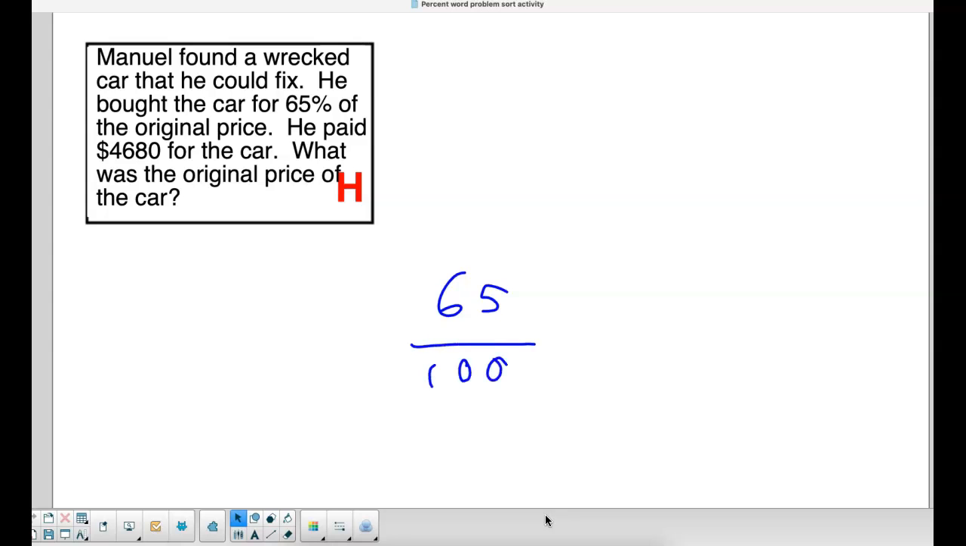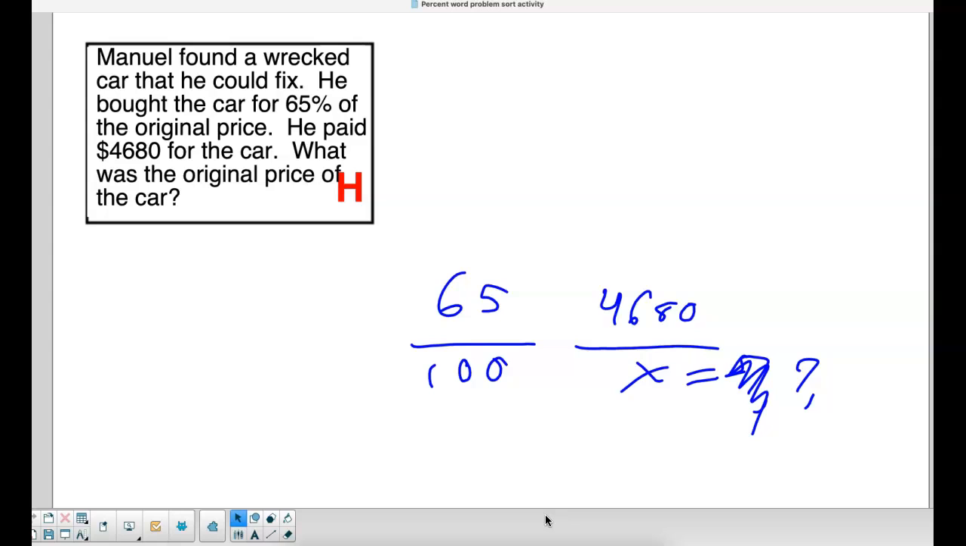Okay, 65 over 100. That's good. Just scribble it out and rewrite it. Perfect. So she originally paid $7,200 for the car.